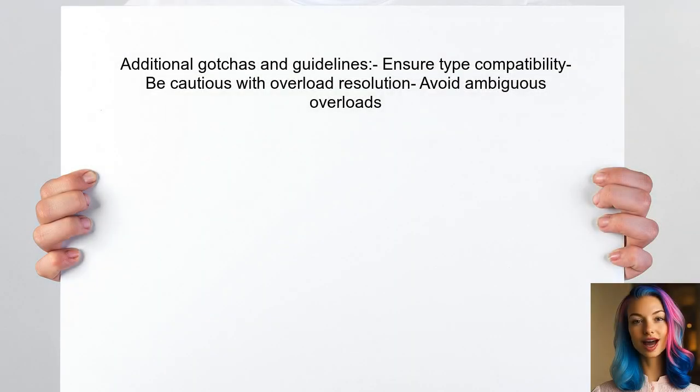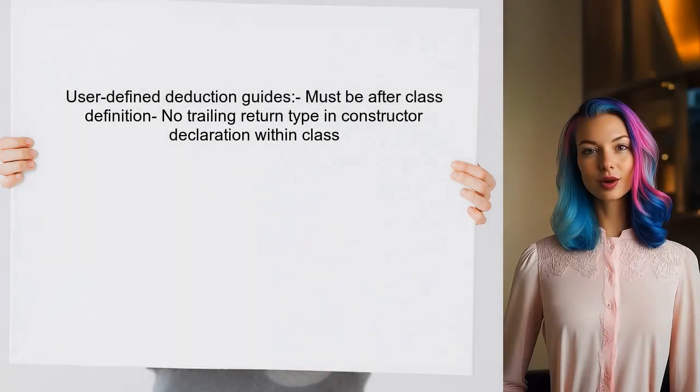Next, the user should be aware of some additional gotchas. One important guideline is to ensure that the types used in the template are compatible with the intended operations, as this can lead to unexpected behavior. Finally, regarding user-defined deduction guides, they must be placed after the class definition. The user cannot have a trailing return type in the constructor declaration within the class definition itself.